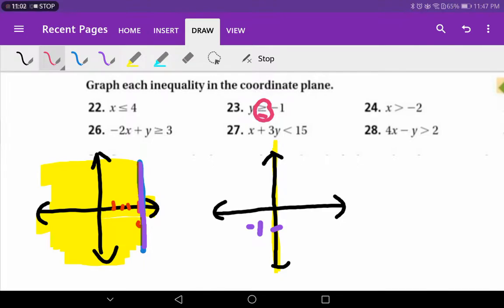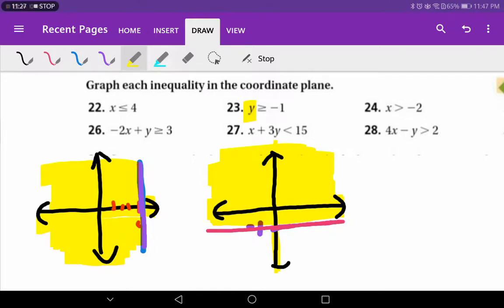Okay, and do like this one, and read it again. Y is greater. Greater means up or right, so it is up. I don't have right here, so I will color the upper area. So the solution will be like this.